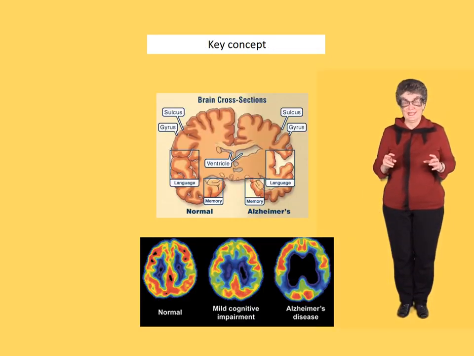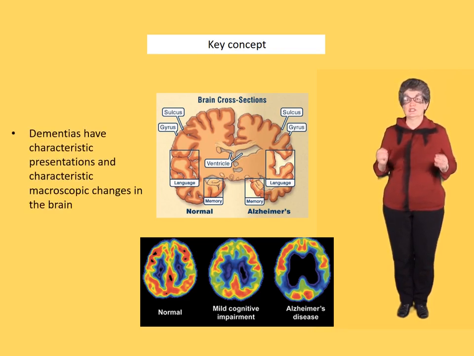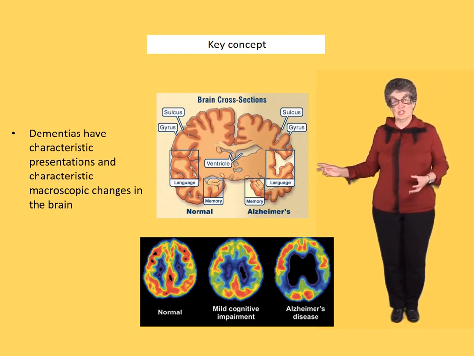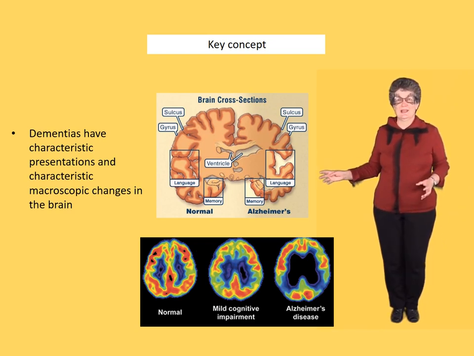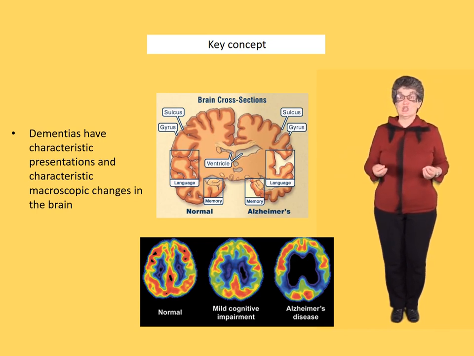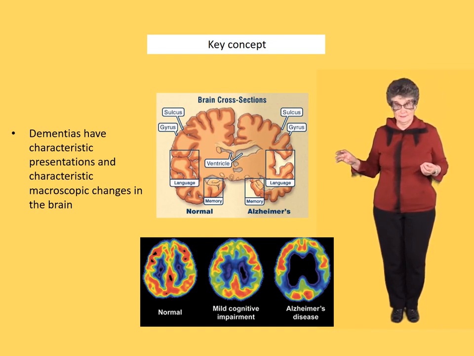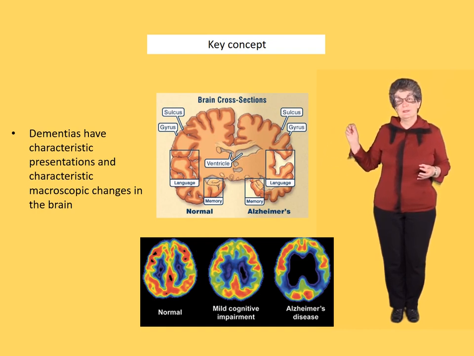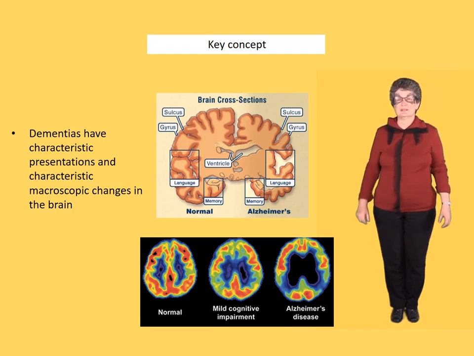So here's the first key concept. Dementias have characteristic presentations and characteristic macroscopic changes in the brain. These pictures show the characteristic changes in Alzheimer's disease. The brain scan shows that as Alzheimer's disease progresses, the brain shrinks and the ventricles increase. And the diagram shows a comparison between a healthy brain and a brain with Alzheimer's. There's overall shrinkage, and in particular, the cortex becomes thinned.